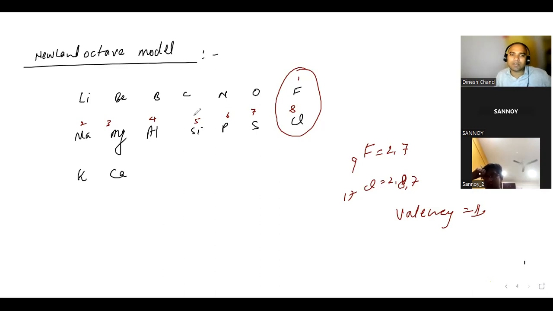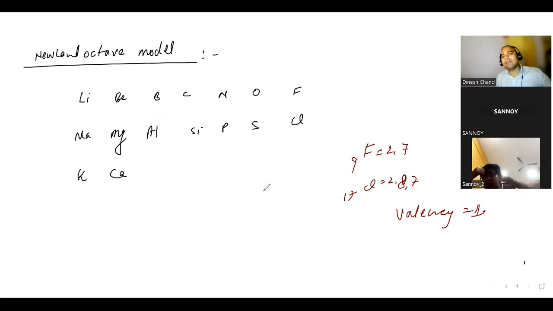That was quite a better model compared to what Dobereiner said, because it was applicable to many elements, up to 20. At that time many elements were not discovered. Suppose one question is asked: if the first element in Newland's model is magnesium, then what is going to be the eighth element?